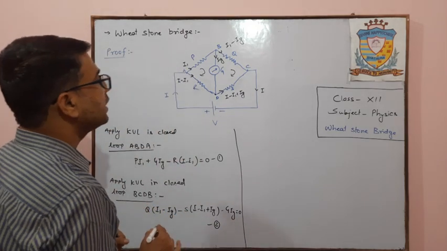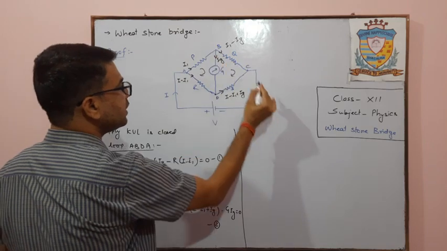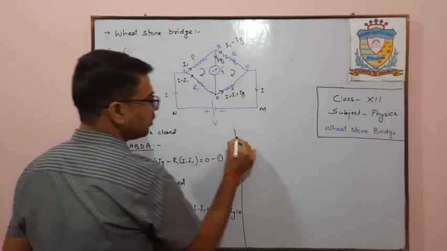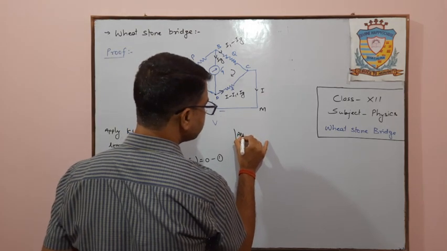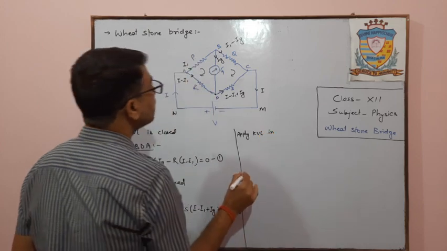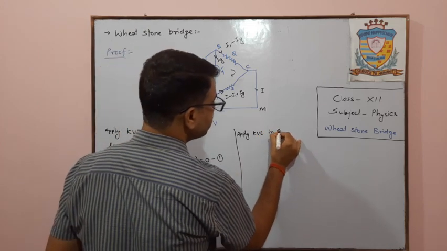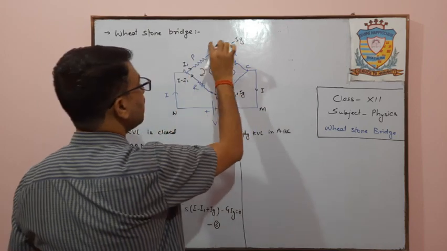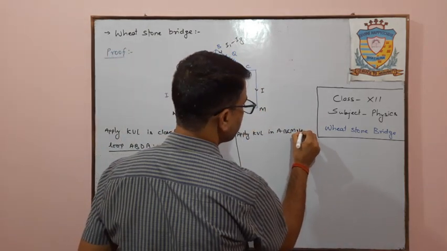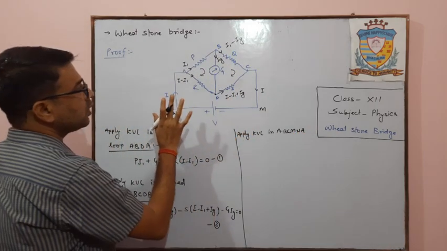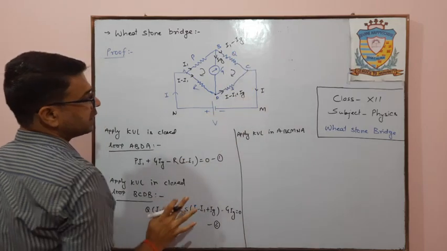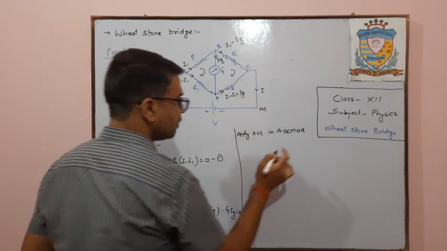Next we'll apply KVL in A, B, C, M, N, A. The outer one. So here we have to consider two resistances only, P, Q, and a battery.